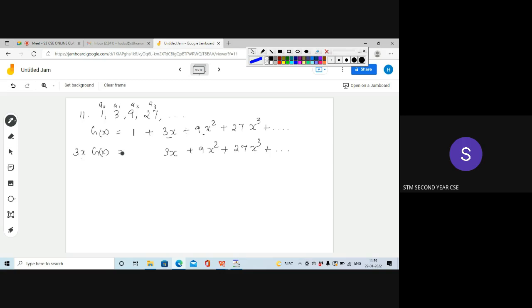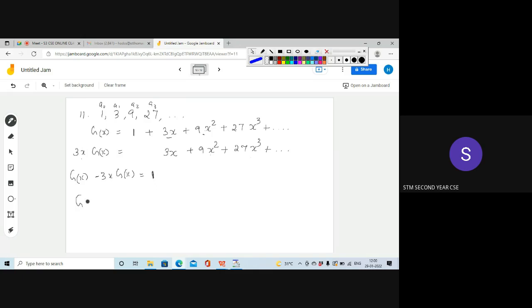After multiplying and shifting, subtract. Very good. G of x minus 3x g of x is equal to 1 minus 0, I get 1. Then all other terms will get cancelled. Isn't it, 3x minus 3x, 9x square minus 9x square, 27x cube minus 27x cube. So everything will get cancelled and I'll get 1 here on the RHS.